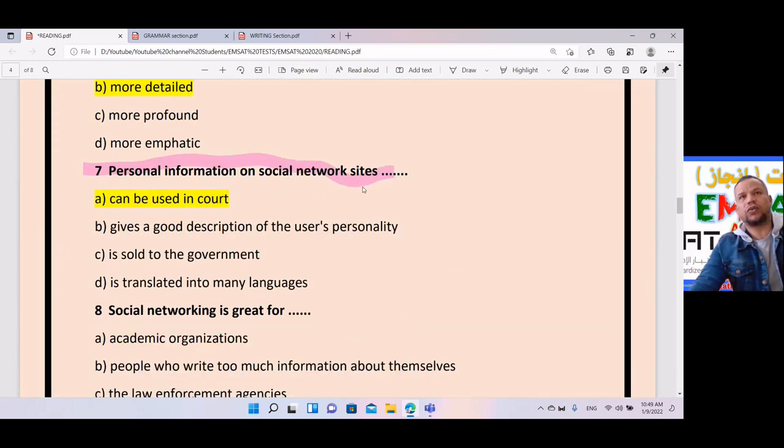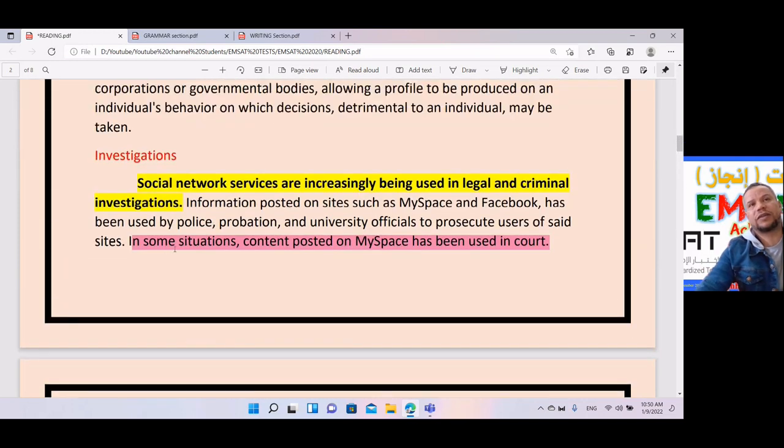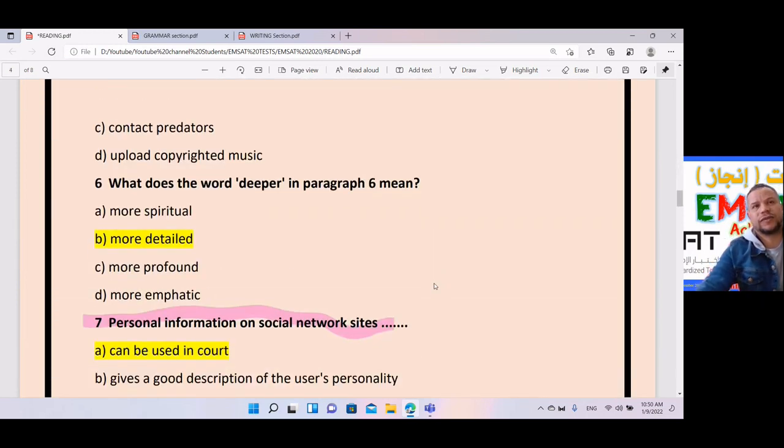Personal information on social network sites can be used in code, or gives a good description of the user's personality, or is sold to the government, or is translated into many languages. Which one is better? The answer is A, can be used in code. How do I know that? You will see that in the last paragraph. In some situations, content posted on MySpace, a place of using social network, has been used in code. So this is the best answer for this question.